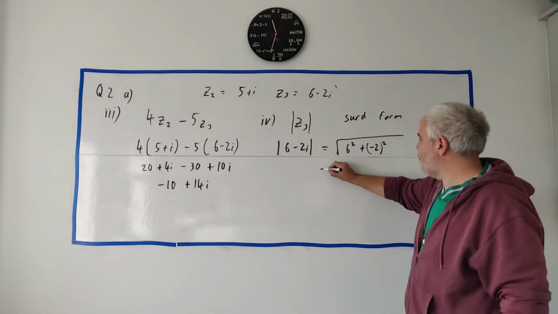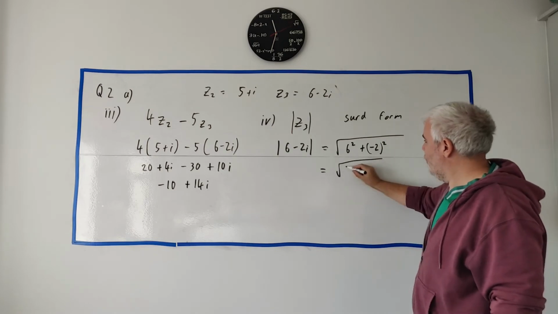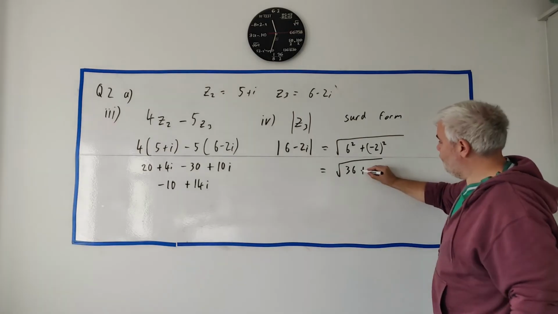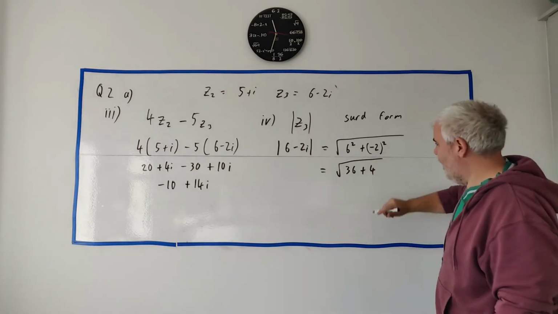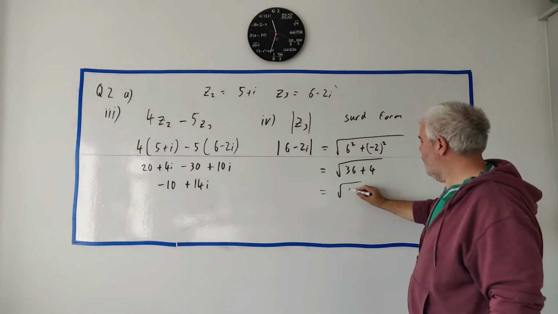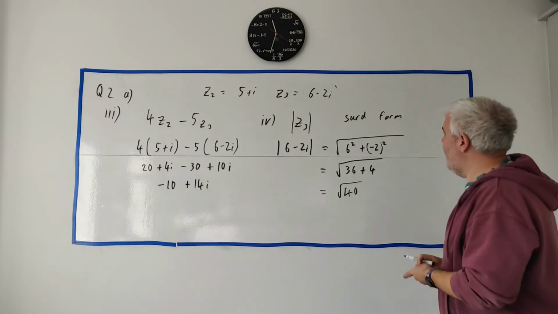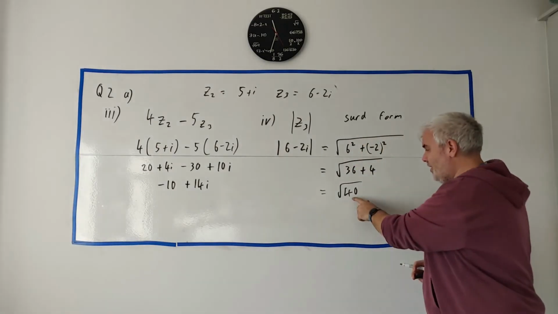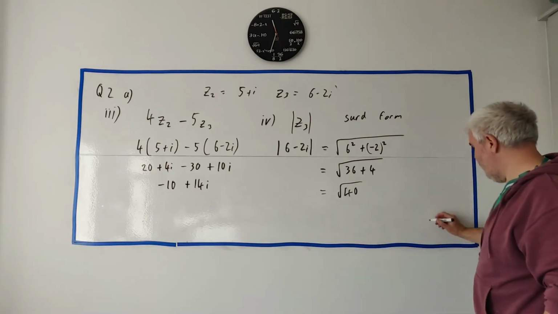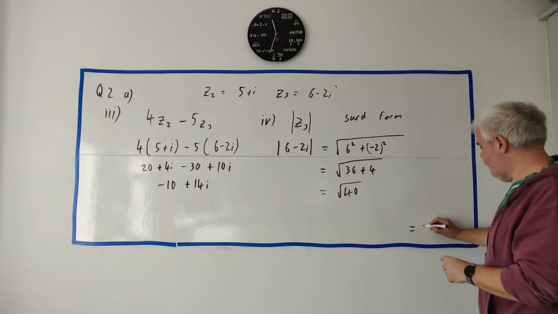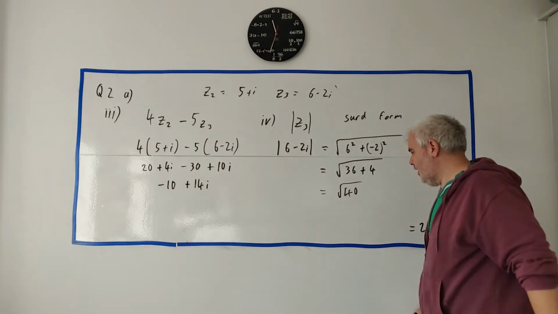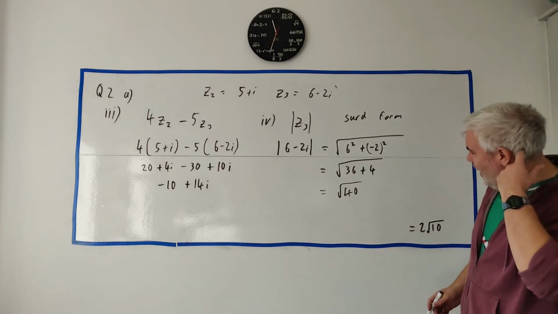Let's clear this up. 6 squared is 36. Minus 2 times minus 2 is 4. You can do all this in the calculator too. It is equal to the square root of 40. Okay, now we need to do this last bit, the surd form. Good news is, if you put this in a calculator, you'll get the answer I'm looking for down here, which is 2 times square root of 10. Most calculators at least. But let me show you how to do that.